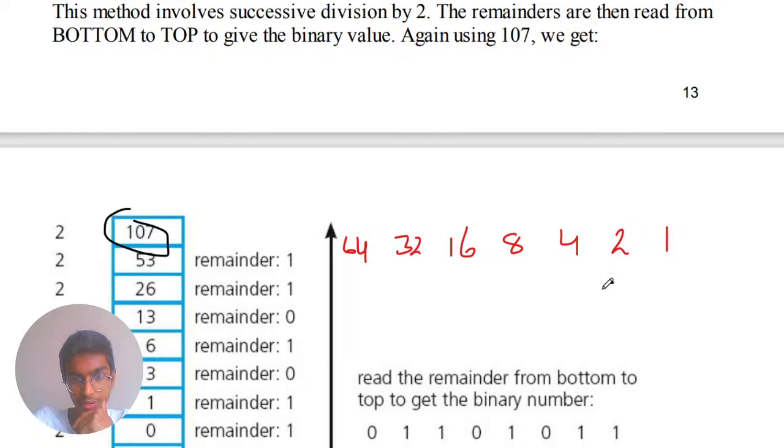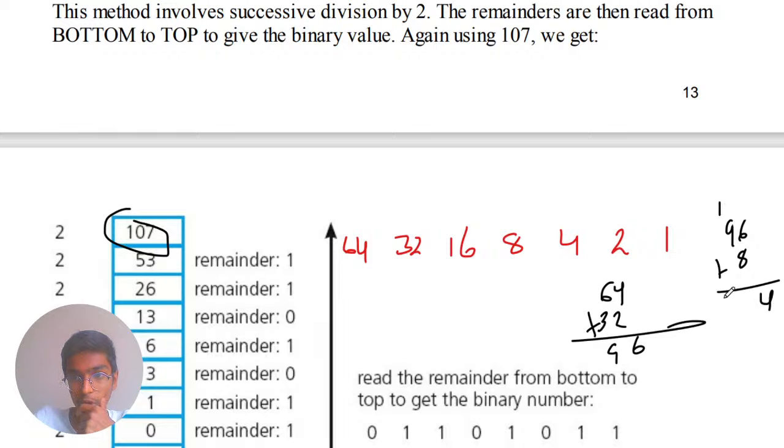And let's add 32. So 64 plus 32 will be 96. Not yet reached 107. 96, let's add maybe 8. So 96 plus 8 should be about 104, but not yet reached 107. We need how much? 3 more.